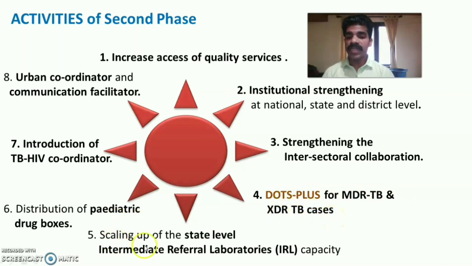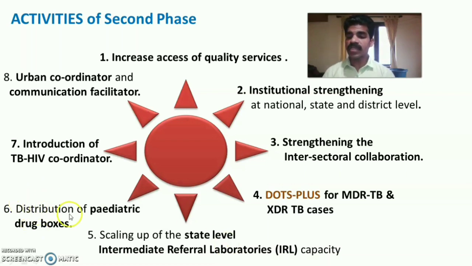The fifth activity was scaling up of the state level intermediate referral laboratories, that is IRL, capacity. So increase the number and capacity of the state level intermediate reference laboratories throughout the country for the quality detection of cases. This is one of the other important activities introduced during the second phase, and it will be explained in detail.